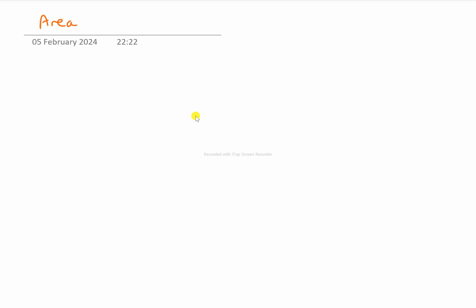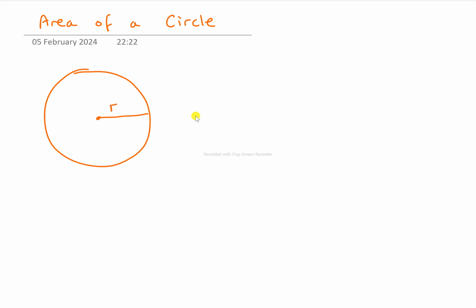The area of a circle. So remember what we said, there's two formulae. That's the radius. Chocolate, pie, delicious. So let me write it down. Circumference equals pi times diameter.